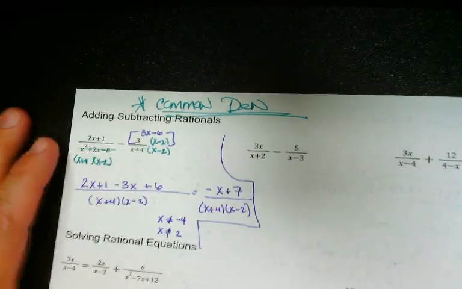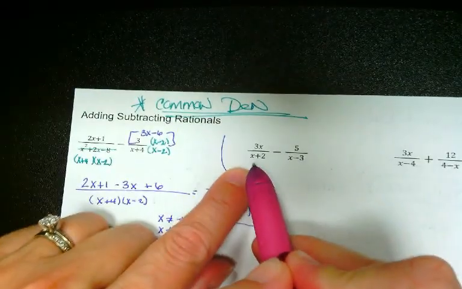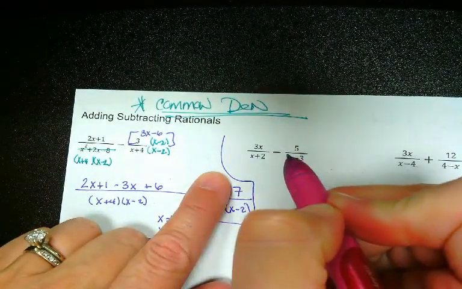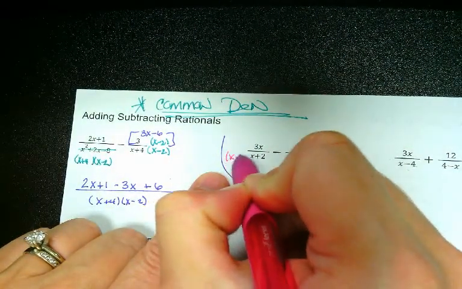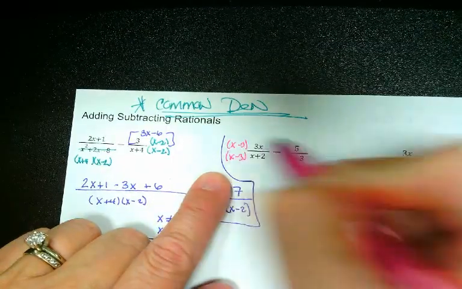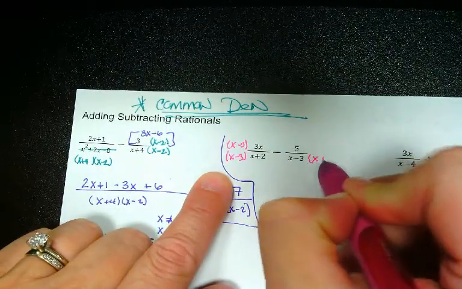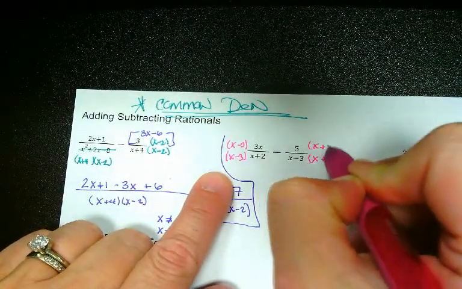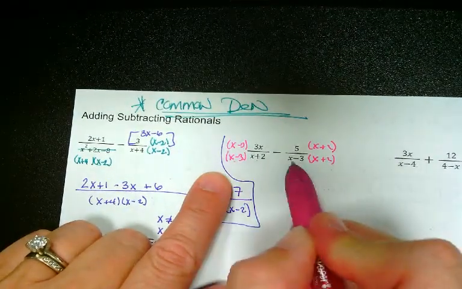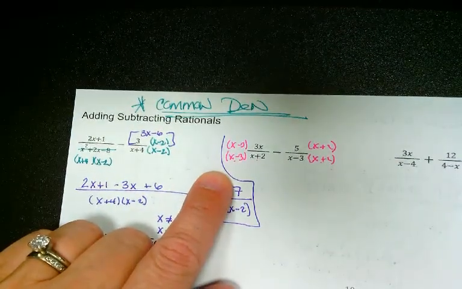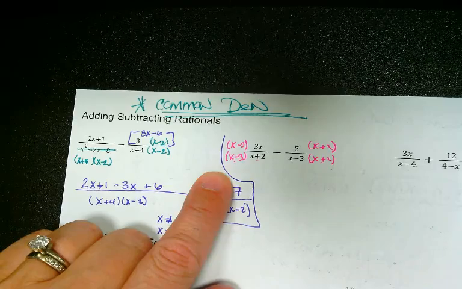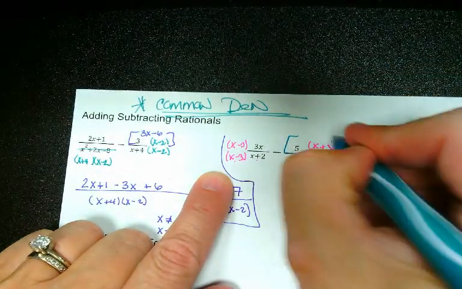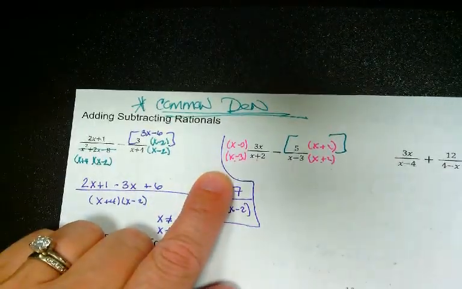All right, Braden, to make these look alike, who do you want to multiply the first fraction by? X minus 3. And who do you want to multiply the second fraction by? X plus 2. Okay, and before you go further, just say, do they look alike? If your answer is yes, you have the common denominator. And then lastly, I'm just going to be real careful with that minus. I'm going to bracket in this side so I don't mess that up.